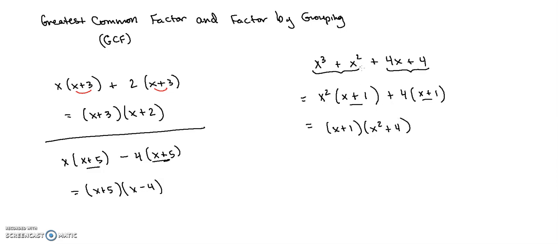Okay, and that's factor by grouping. When you see 4 terms, you should think factor by grouping. Group the first two, group the last two. And if you factor them, hopefully something matches and you can pull that out. All right, let's try another one.